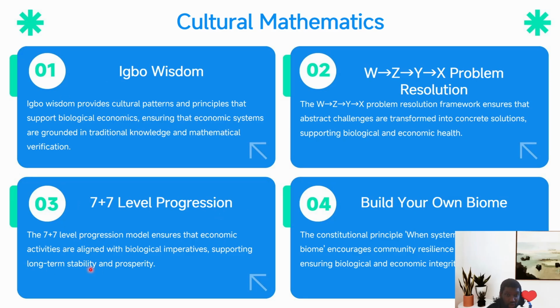7 plus 7 shows economic activity level with biological practice, supporting long-term stability and prosperity, and build your own biome. Sustainable. One system cells. Build your own biome. Encourages communities. I'm going to encourage you guys. Build your own biological economic integration. Build your future, build what you want.